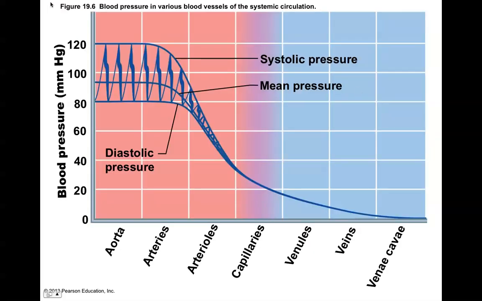And here's a figure that represents blood pressure in the various blood vessels of the systemic circulation. Here's the blood pressure in millimeters of mercury, and they're indicating which type of vessel along this x-axis here. And they're even showing you systolic and diastolic pressure, which will be explained in just a minute.